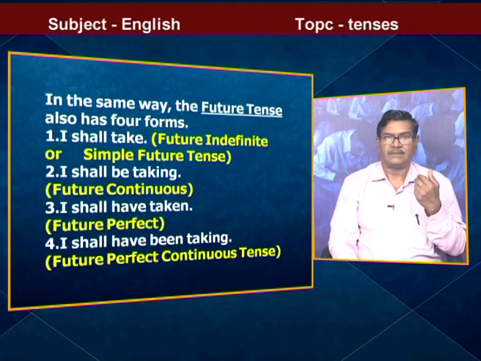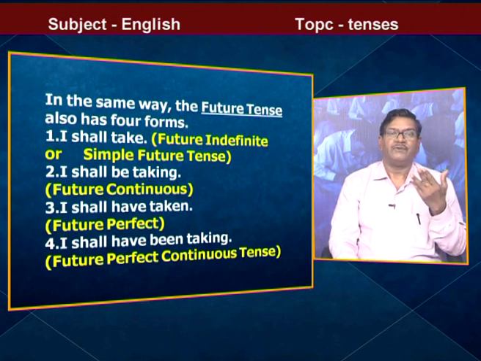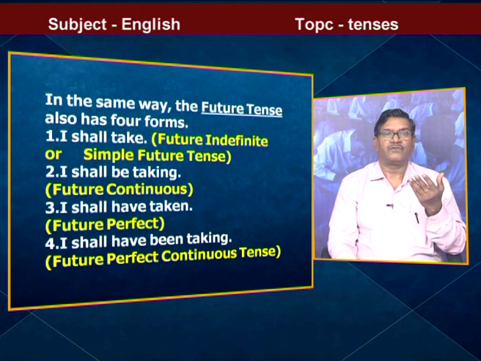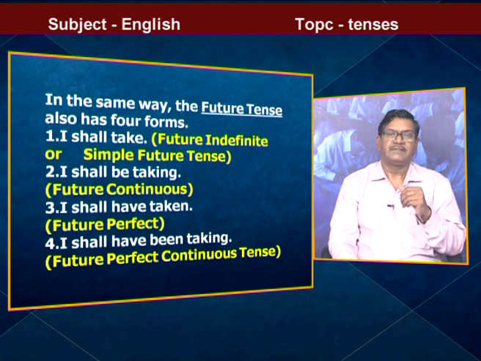I shall have taken. So, this is the perfect tense. For the perfect tense, we have to use not only shall, we have to use have also as the helping verb. And then for future perfect continuous, shall have been taking. So, that way future tense also has got 4 forms. One is future indefinite or simple future, second one future continuous, third one future perfect, fourth one future perfect continuous.